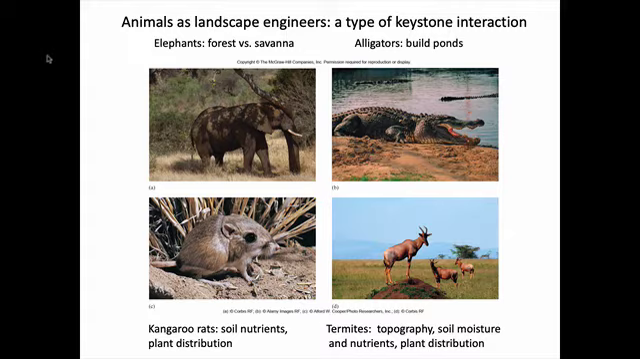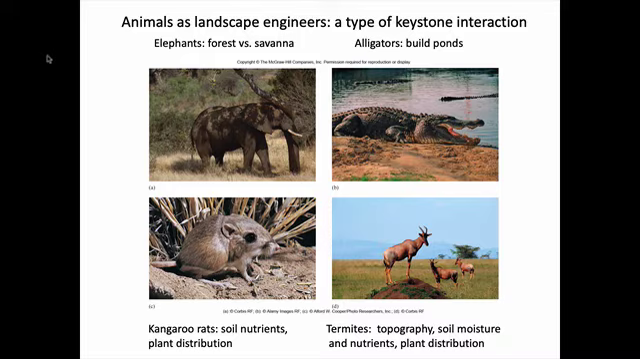So, we have landscape engineers here that function as keystone species, but in a completely different way. They're not regulating competition by lower trophic levels. They are providing niches that would otherwise be unavailable.